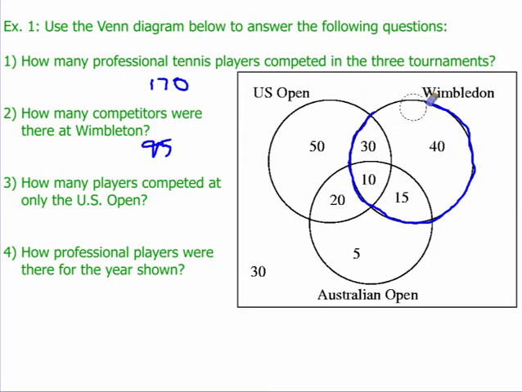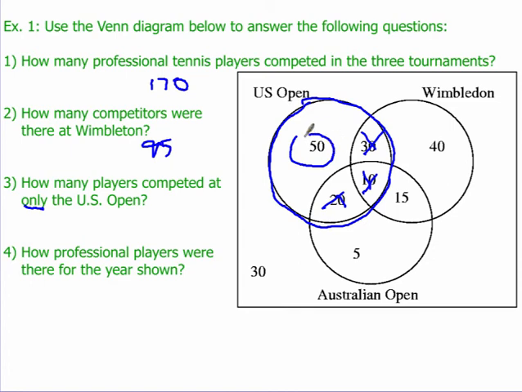All right. Now, question number 3 says, how many players competed at just the US Open? Only the US Open. Well, in this circle here, this is my US Open circle, but I want players who competed at just the US Open. So not Wimbledon, not all 3, and not the Australian Open, just the US Open, so there are 50 of them.